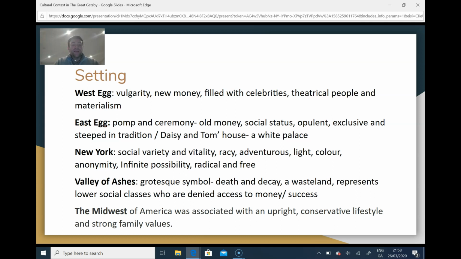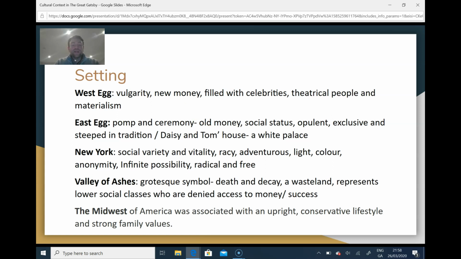But it is very, very important that you know the distinction between East Egg and West Egg. East Egg is the opposite of where Gatsby lives. It's across the way, and that's where Tom and Daisy live. Look at the words associated with East Egg. Pomp and ceremony, old money, social status, opulent, exclusive and steeped in tradition. Daisy and Tom's house, a white palace. So look at this, new money versus old money.